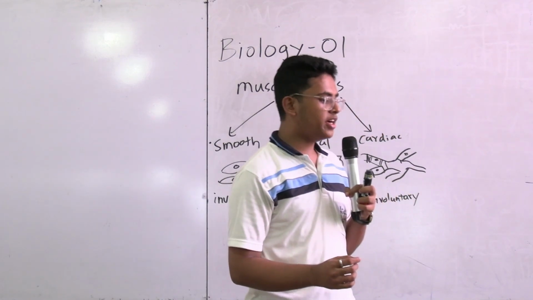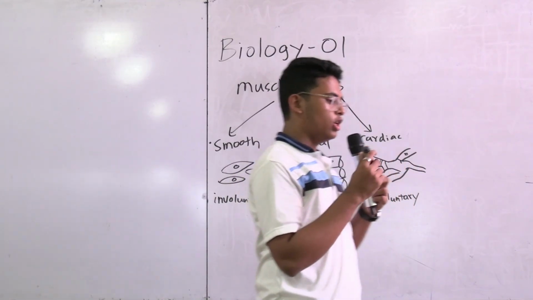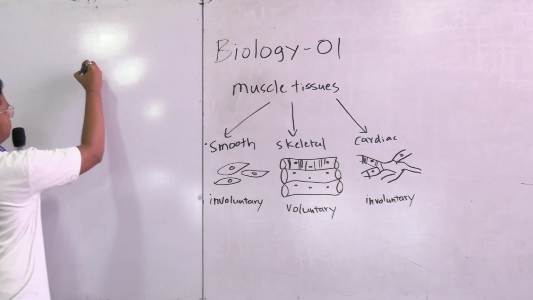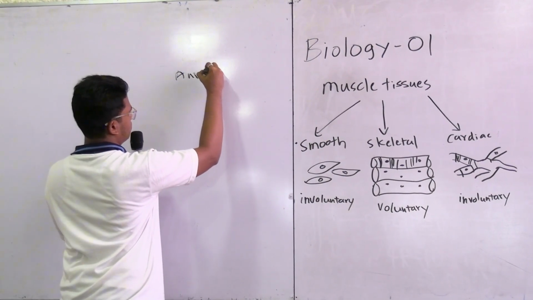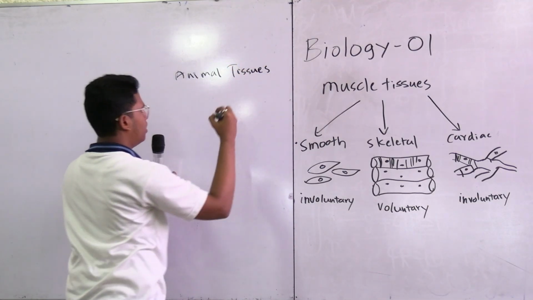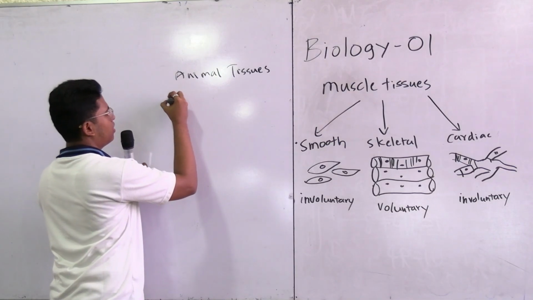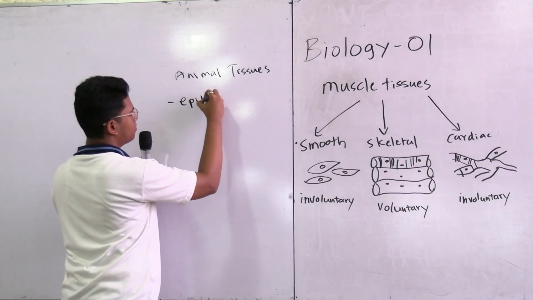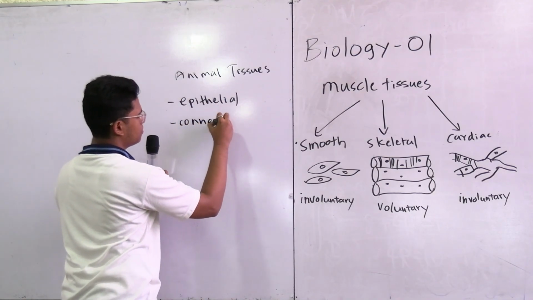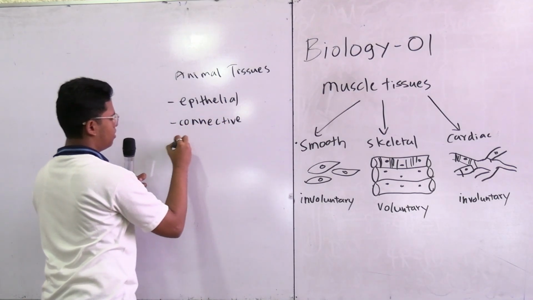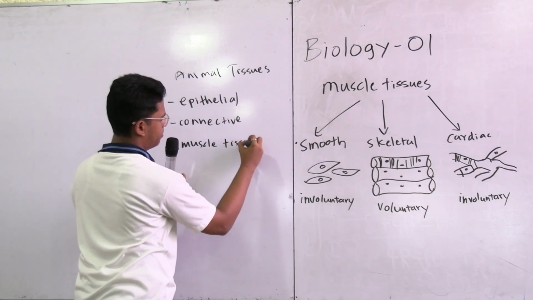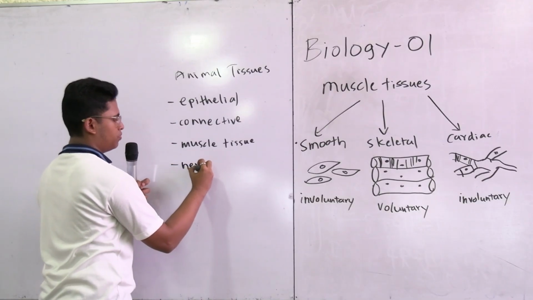Next question. The animal tissue given in the diagram is. So there are 4 types of animal tissues, right? So what are those animal tissues? Epithelial tissues, connective tissues, muscle tissues, and nervous tissue.